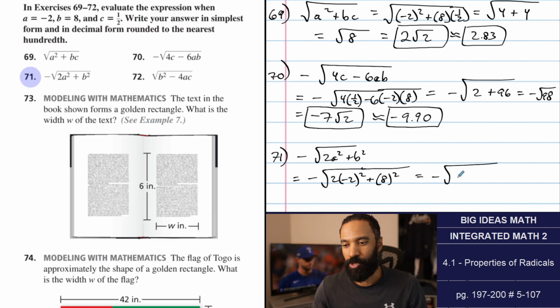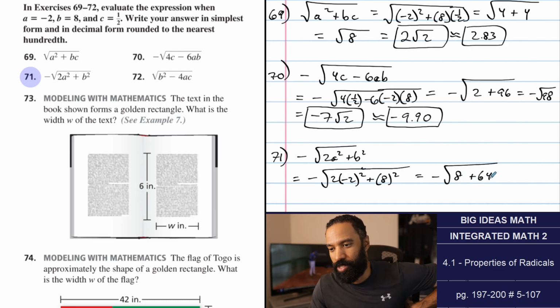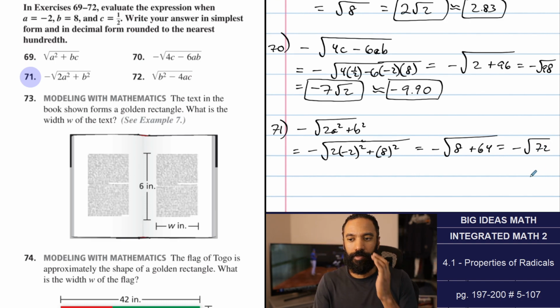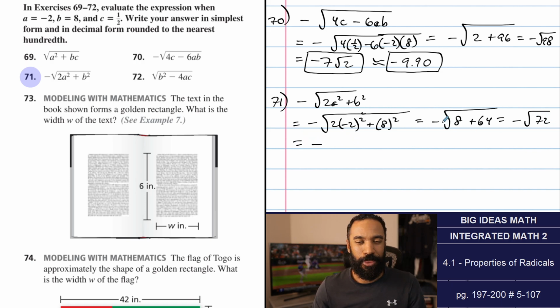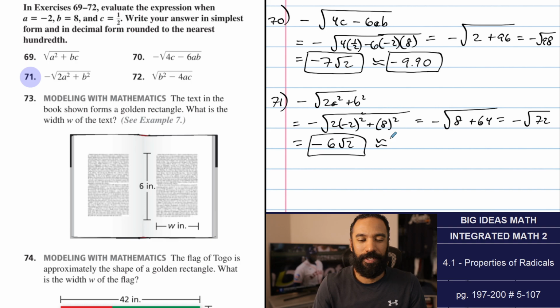Negative 2 squared is 4, times 2 is 8, plus 8 squared is 64. So negative square root of 72. I think they're trying to see if you can keep the negative the whole time, because people tend to lose it. 72, I think we've done this a lot. 36 times 2, so 6 root 2. Negative 6 root 2 is exact. Approximated. We might have even approximated it earlier.